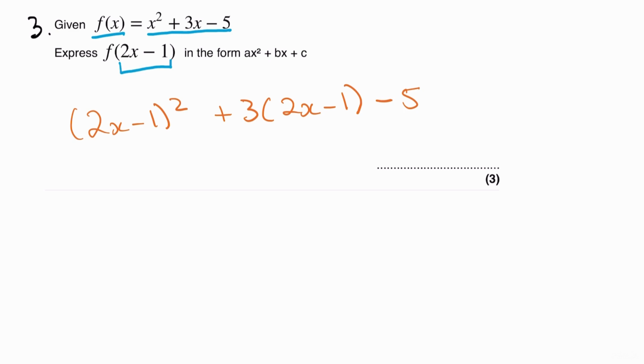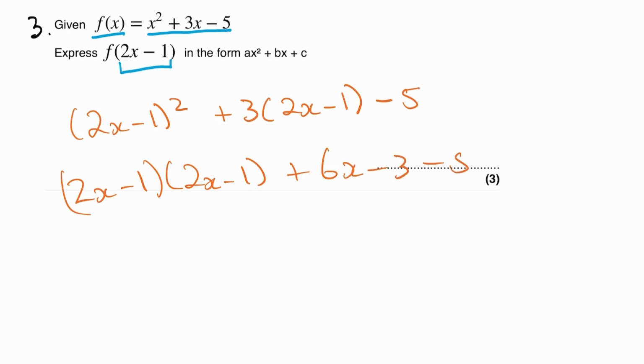Now let's simplify. So let's first expand the brackets. That'll give me (2x minus 1)(2x minus 1), plus 6x minus 3, minus 5. Now that'll get me 4x squared minus 2x minus 2x plus 1 plus 6x minus 8.